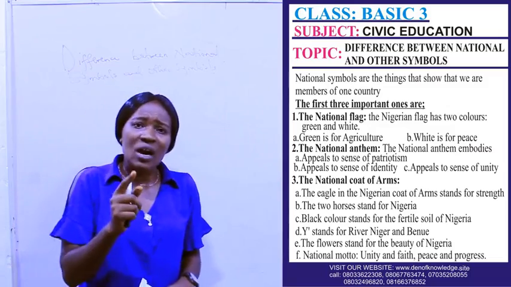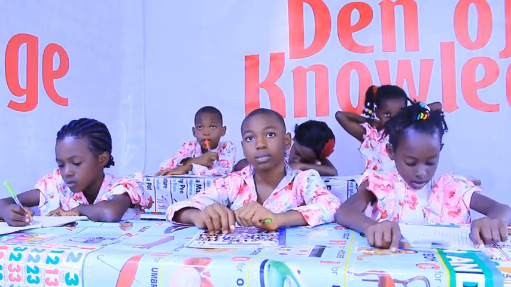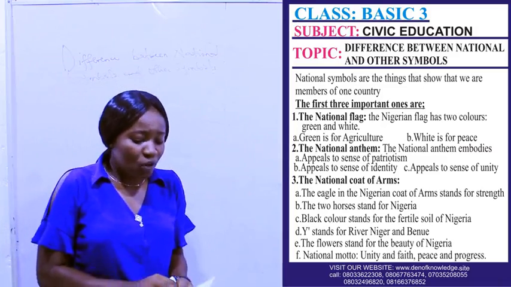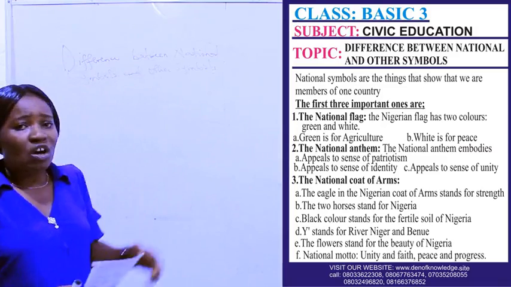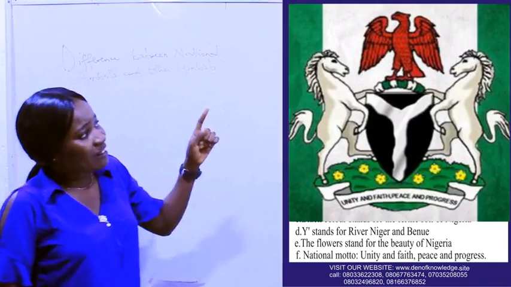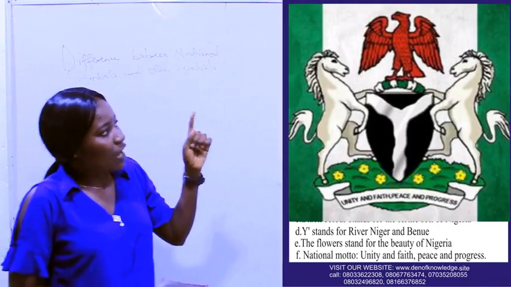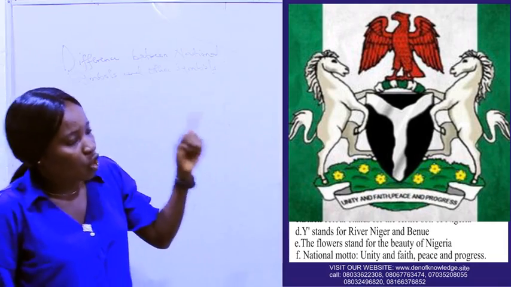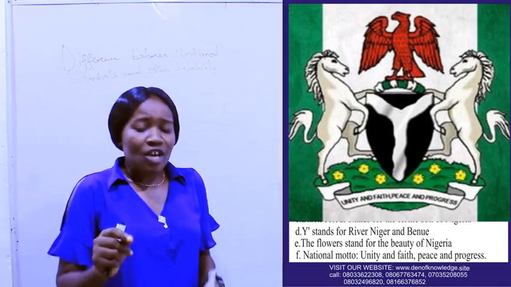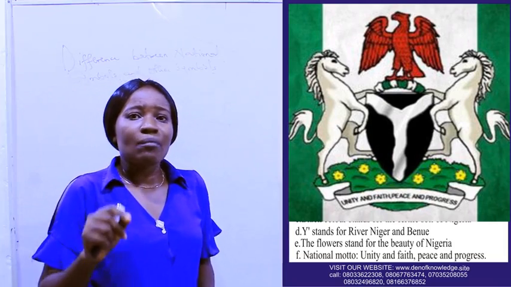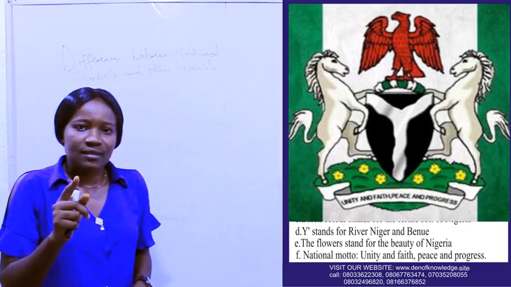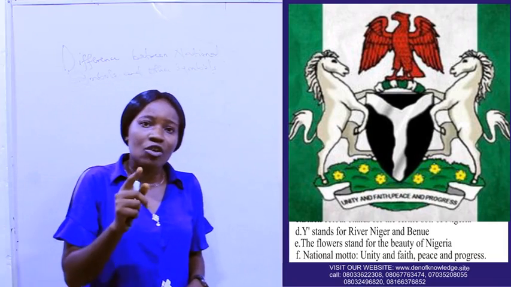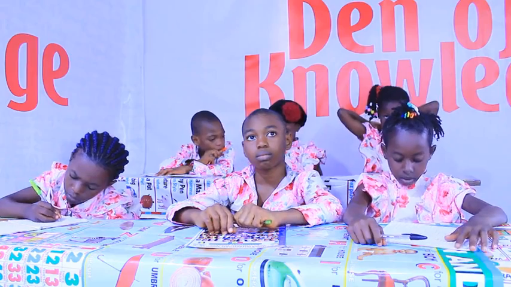Then the last one is the national coat of arms. As you can see in the picture on the board, there is an eagle there. We have 2 horses and also a black color. The eagle in the Nigerian coat of arms stands for strength.